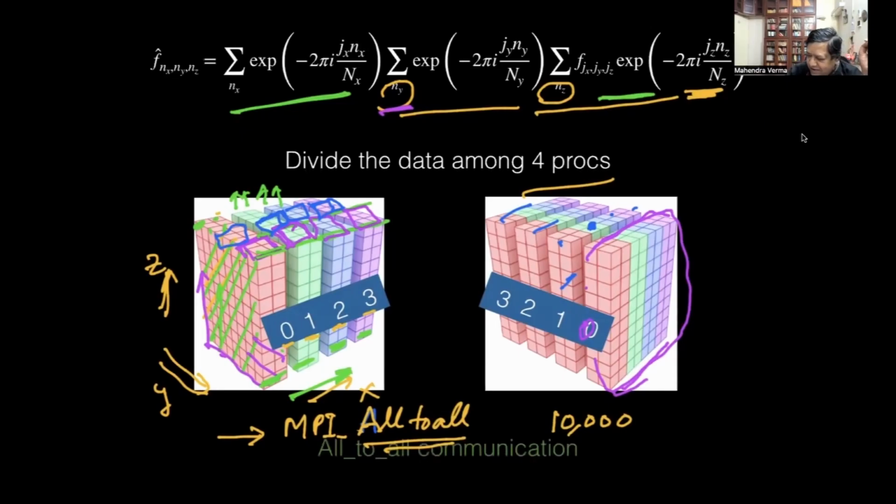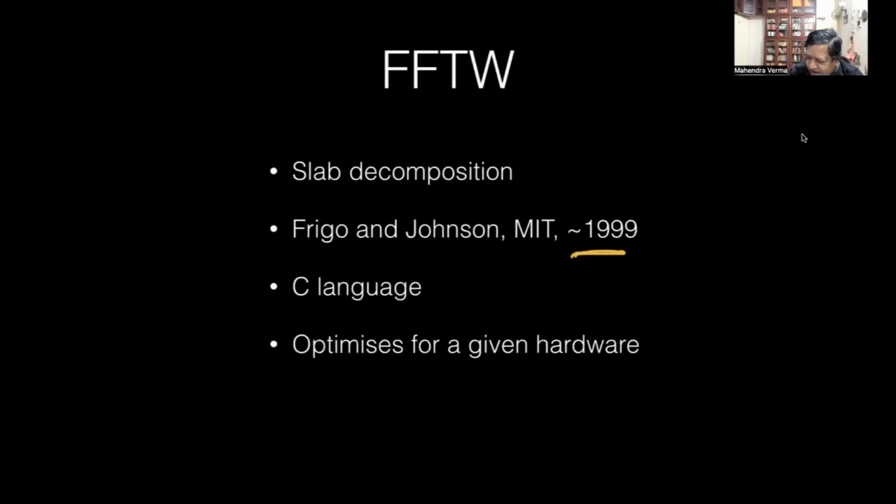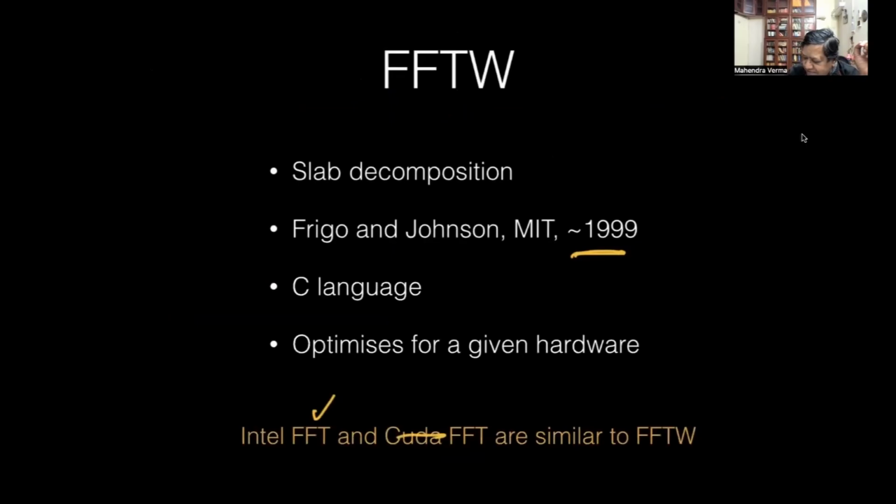Now, FFTW does this. This was done in 1999 by Frigo and Johnson. It's written in C language, and it's quite fast. It has some tricks: it tries to optimize for a given hardware. And Intel FFT, okay, this is GPU, so I should not write that. The design is similar. In fact, all FFTs are designed in a similar way, following FFTW. The notation of data decomposition is FFTW decomposition. It has become standard. Python FFT is FFTW.